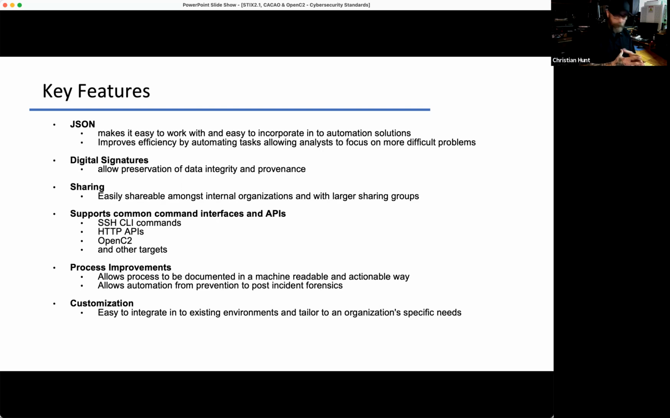Not everyone can buy every single product under the sun. So it allows you to take your existing products and get them to work together in a more coherent manner, which helps increase your security posture, obviously, and can help improve efficiency and faster response times to incidents. And I think that's it.